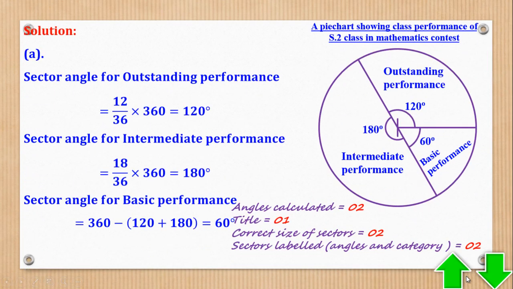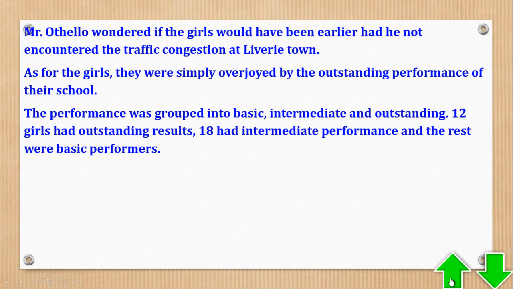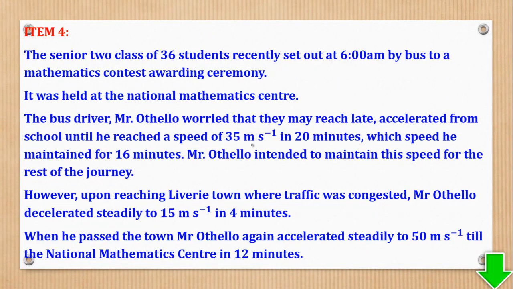Then task B, let's first go back and see task B. Task B says, draw a speed time graph for your journey. So here we need to know the speeds and their corresponding times. After 20 minutes, the speed was this. After 16 minutes, the speed was still maintained, was still 35.